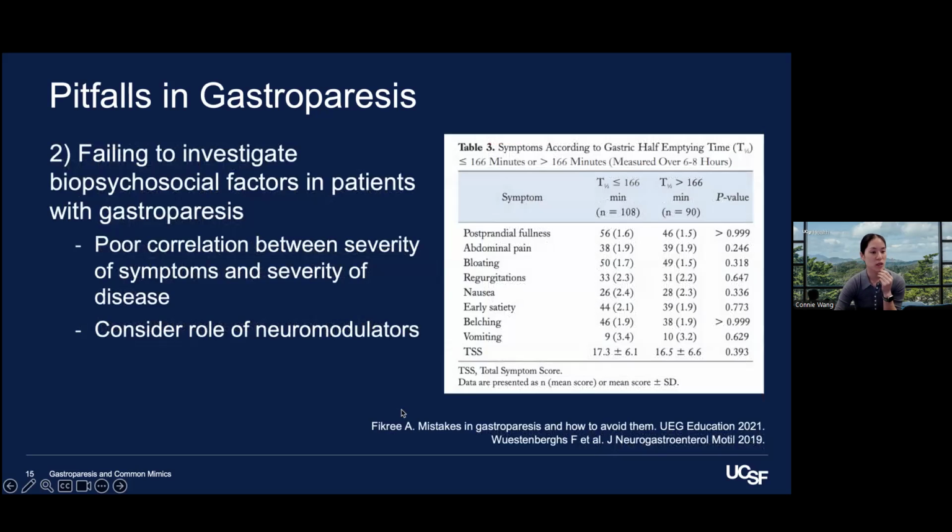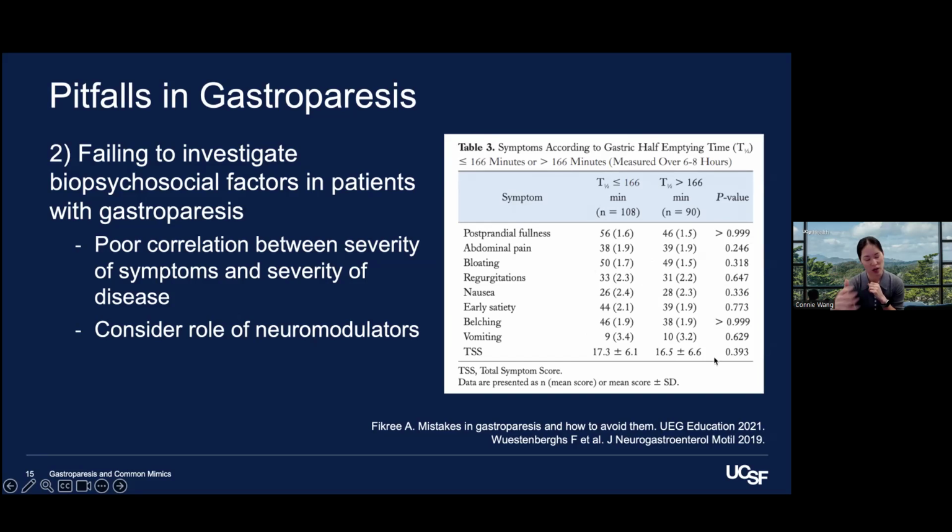So another common pitfall is failing to investigate biopsychosocial factors in patients with gastroparesis. It's really important to know that in patients with gastroparesis, there's not really a good correlation between the severity of the symptoms and the severity of the disease, which is highlighted in this study where they looked at patients with normal gastric emptying time versus those who had abnormal. They found that among patients reporting symptoms suggestive of gastroparesis or functional dyspepsia, there were similar rates in both groups.